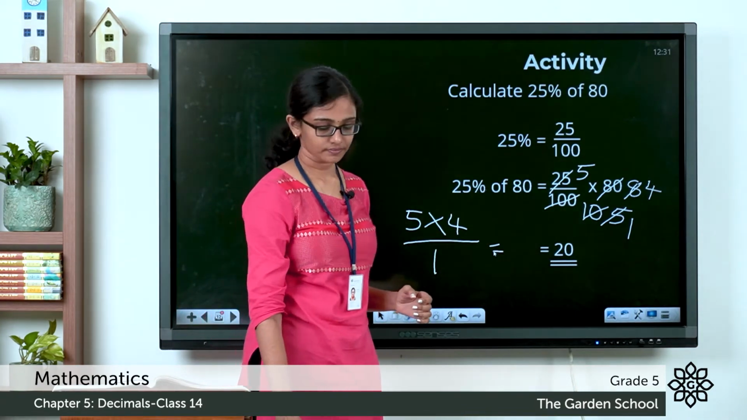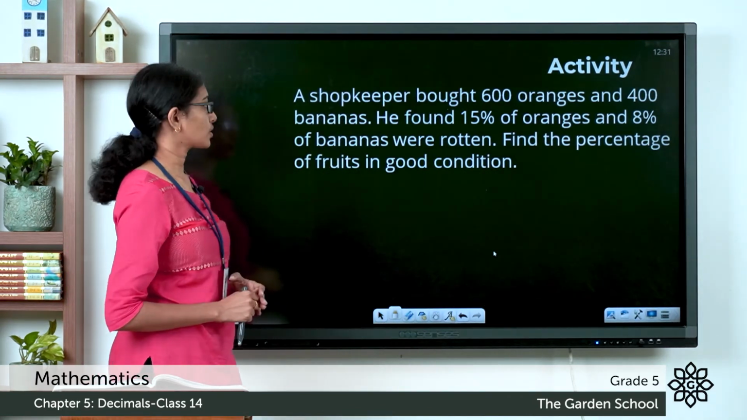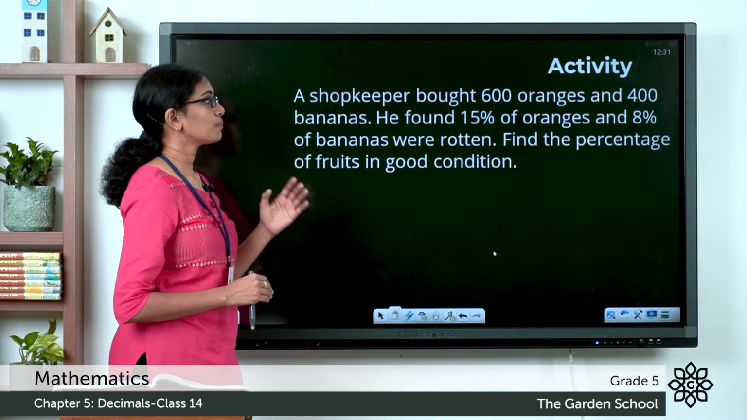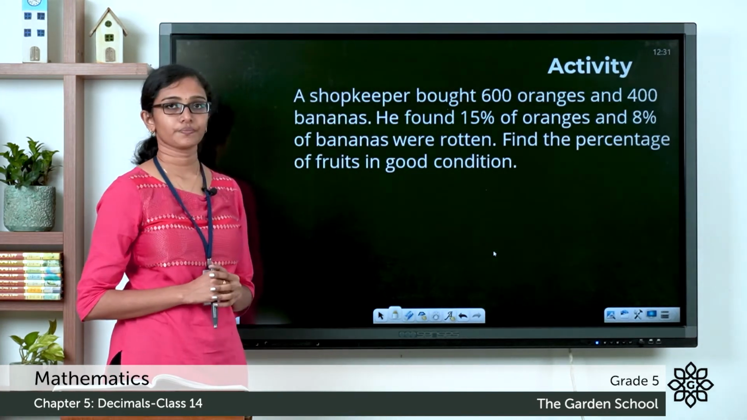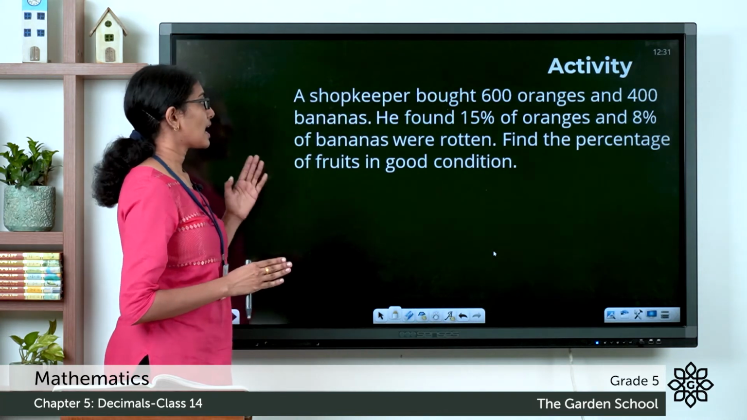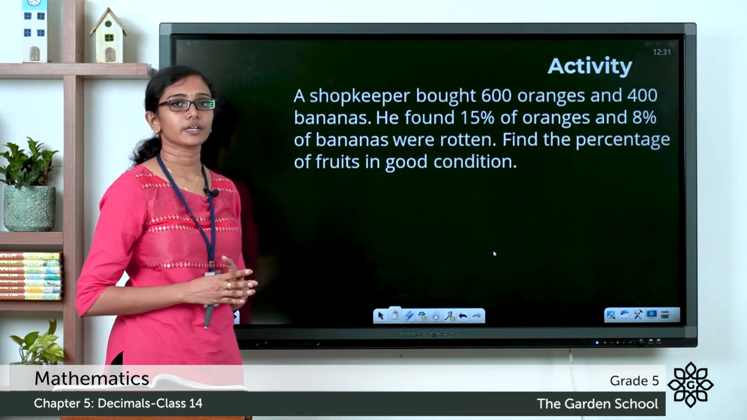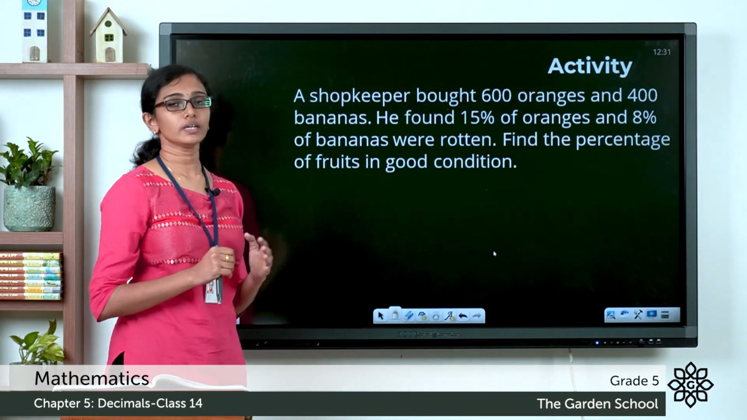Clear? Now, let's see one more question. You can note down this question in your notebook. A shopkeeper bought 600 oranges and 400 bananas. He found 15% of oranges and 8% of bananas were rotten. Find the percentage of fruits in good condition.